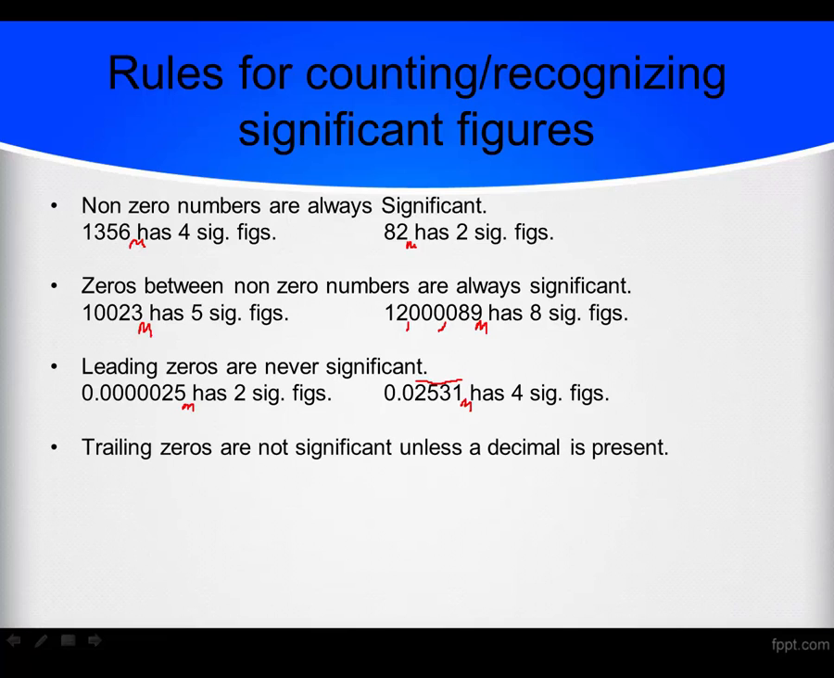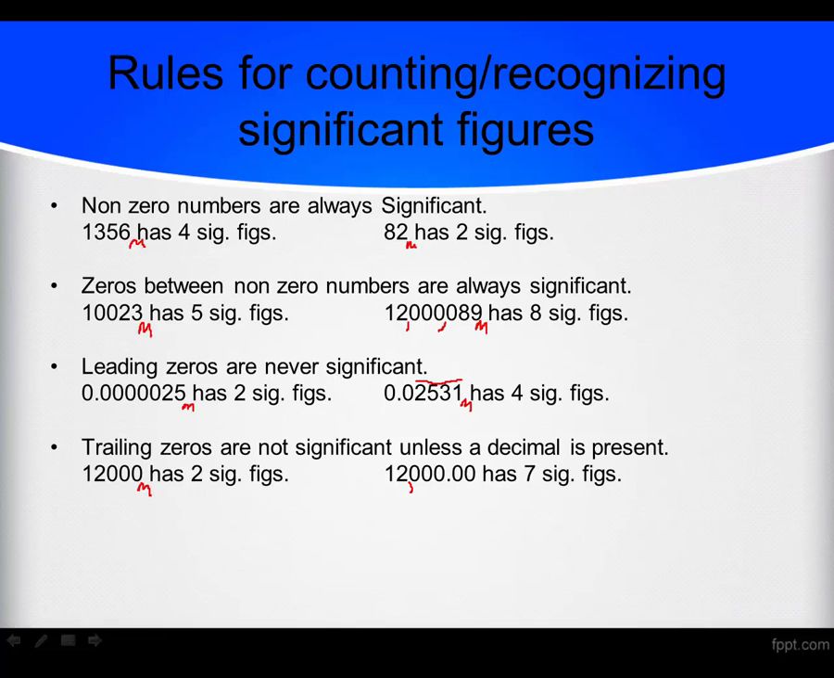One more, trailing zeros. Zeros on the other side of the number, the right-hand side, are not significant, and this one's got an unless: unless there's a decimal present. There's 2 examples here, and I'm going to actually add a third one written down. The number 12,000, again, this has to be a measurement. 12,000 meters winds up having 2 sig figs.